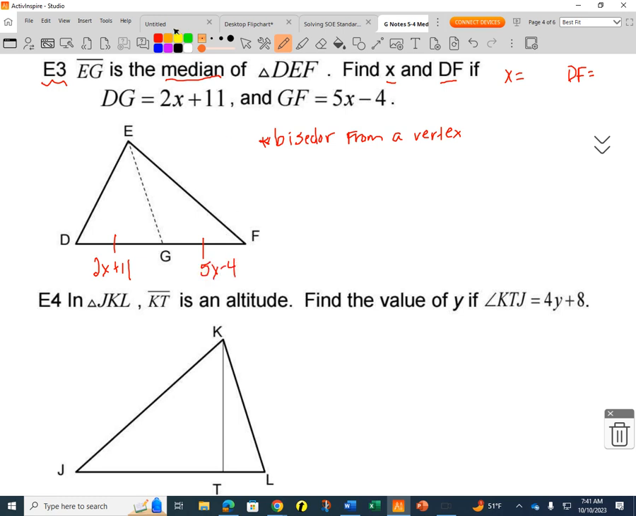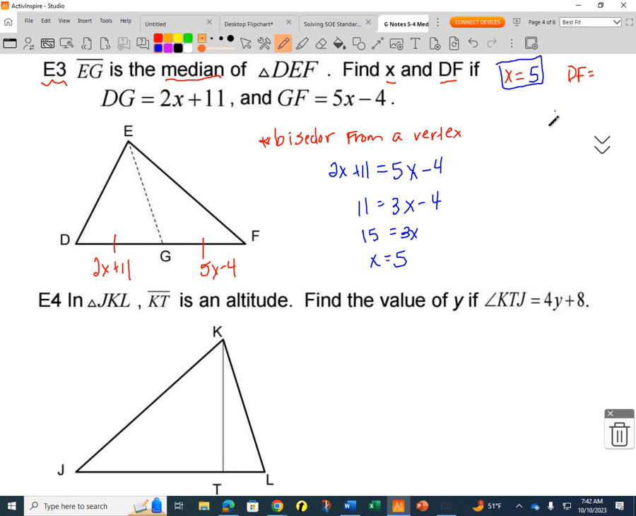So really the same thing. This segment's measure is equal to this segment's measure, so we set them equal to one another and solve for x, and then we'll plug it in to find the length of DF. I need to get the x's on the same side. I'm going to subtract 2x from both sides. I'm going to add 4 to both sides. Divide both sides by 3. And now we know x is 5.